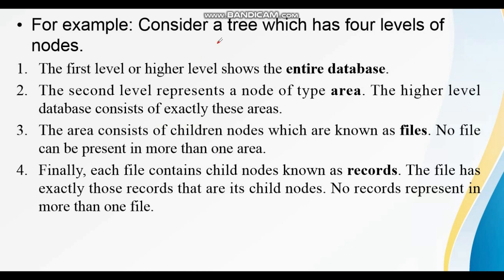For example, consider a tree which has four levels of nodes. The first level, or the highest level, shows the entire database. The second level represents nodes of type area. The higher level database consists of exactly these areas. The area consists of children nodes which are known as files. No file can be present in more than one area. Finally, each file contains child nodes known as records. The file has exactly those records that are its child nodes. No record is present in more than one file.